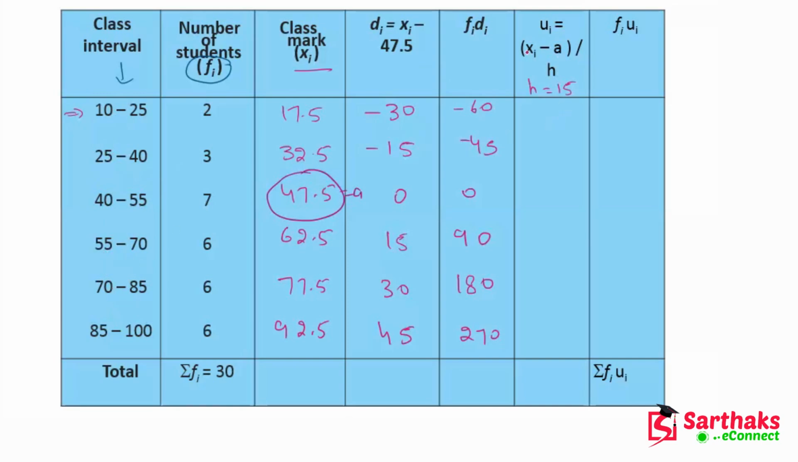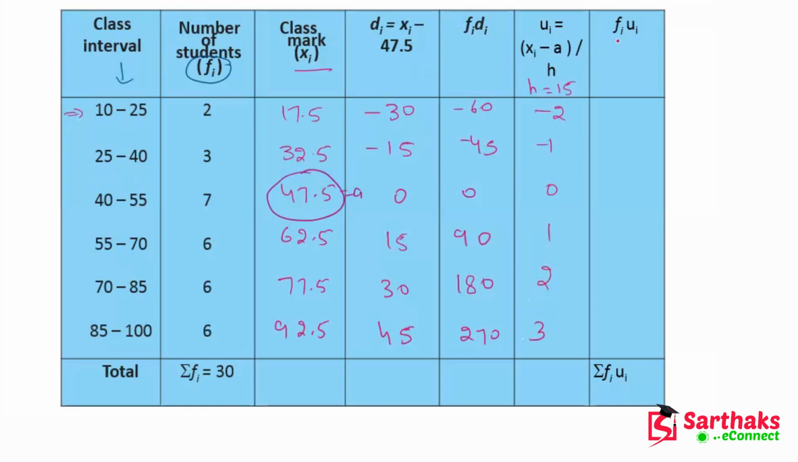Now we have di is minus 30. And what is the value of u1? In the first interval we get minus 30 divided by 15, we get minus 2. If we divide minus 15 by 15, we get minus 1, and this will be 0, this will be 1, this will be 2, and this will be 3.